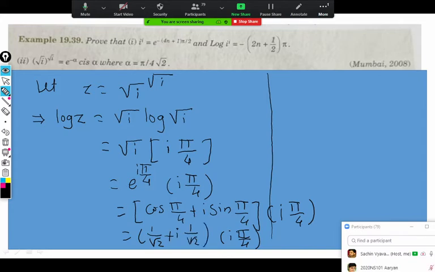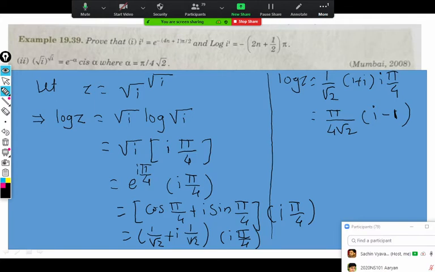Yes, sir. Now 1 by root 2 should be taken as common, so I will write log z, 1 by root 2 is common, 1 plus i into i pi by 4. Now this pi by 4 root 2 as it is. This iota I am taking inside. This is iota minus 1, because this is iota and i square is minus 1. That's one. So that is log z.